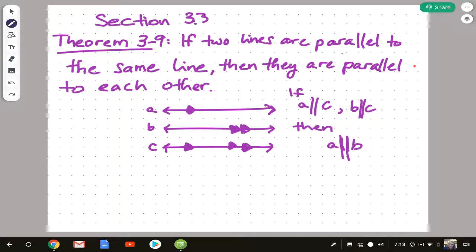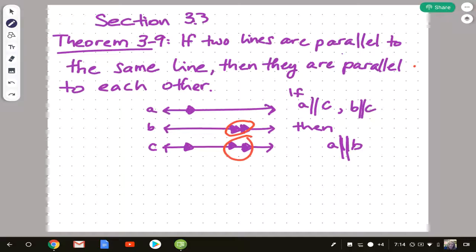Okay, so section 3.3 is talking about parallel and perpendicular lines, and we have several theorems in this section. The first one is Theorem 3.9, which says if two lines are parallel to the same line, then they are parallel to each other. So I have a picture here of lines A, B, and C, and A and C are marked as parallel lines because they each have one arrowhead. And then lines B and C are also marked as parallel lines with the two arrowheads each here.